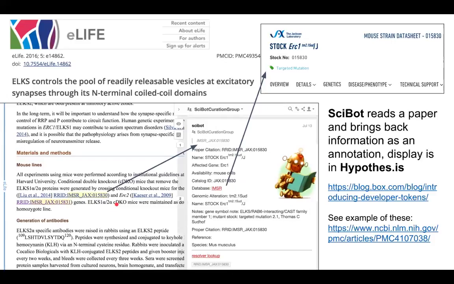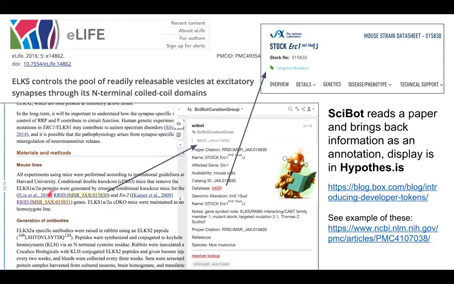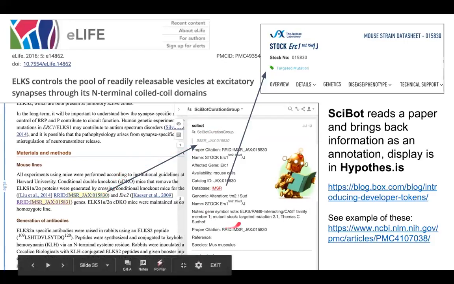And with those few lines of Python code, we can actually go in, and when somebody looks at the paper, we can run a script that quickly reads the paper with us and for us, and identifies these things that are RRIDs. In this case, it's taking this identifier and asking the database, hey, what do you know about this thing? And here is what the database says.